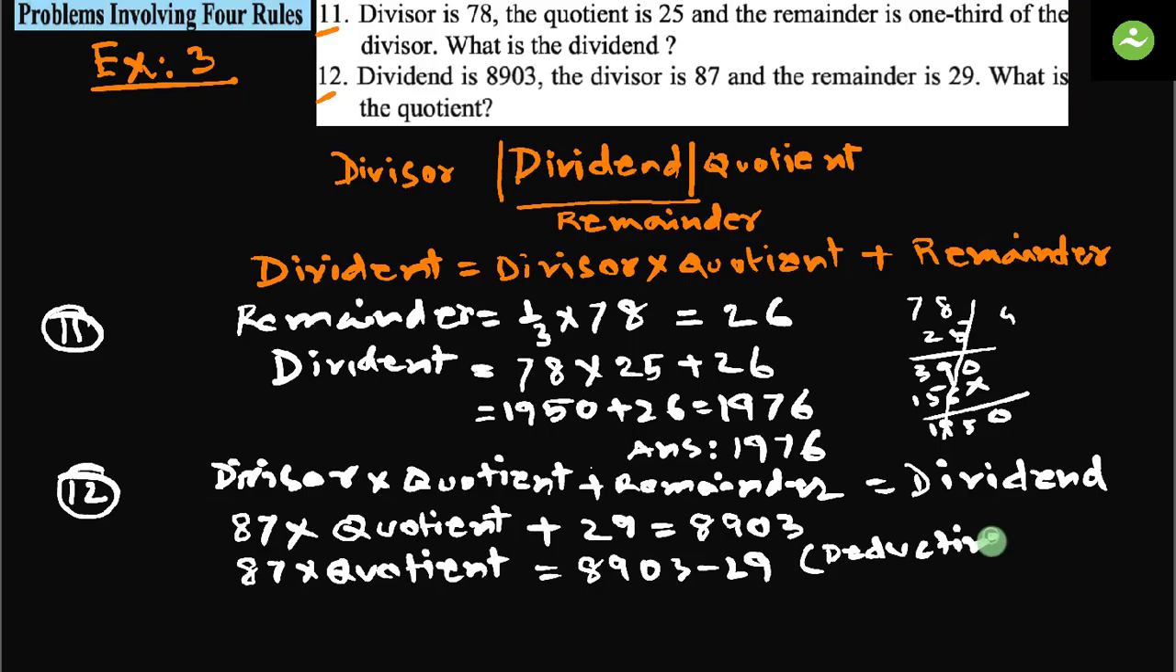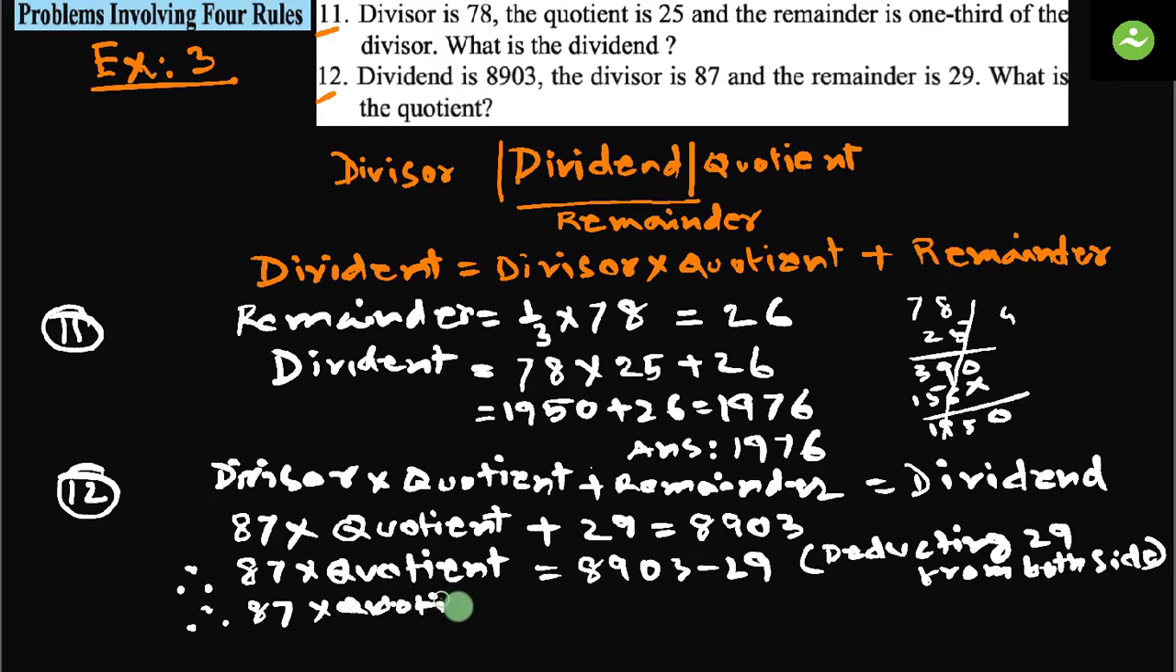Therefore 87 into quotient equals, how much is it? 8903 minus 29.